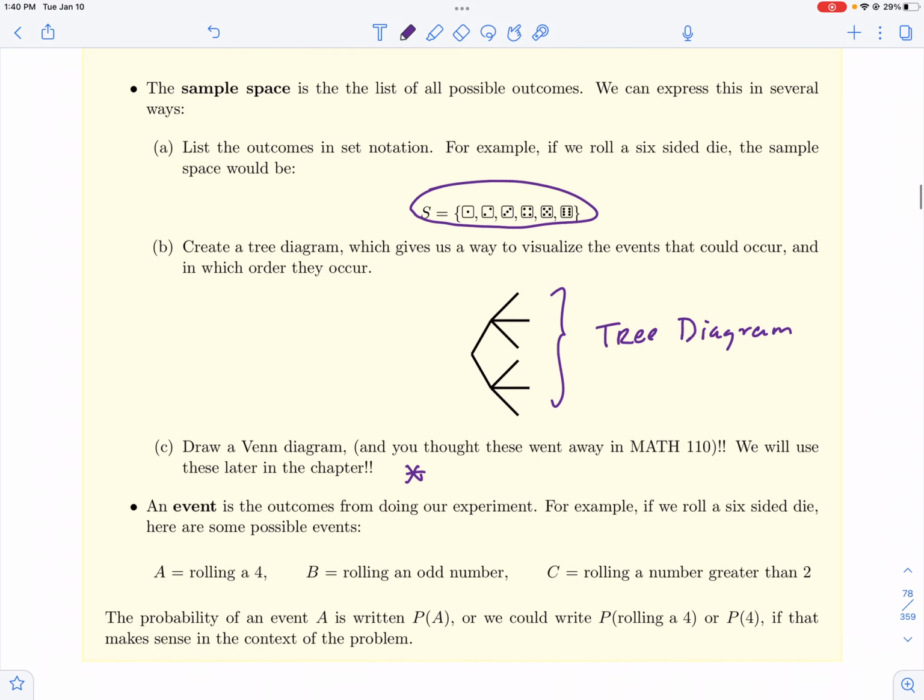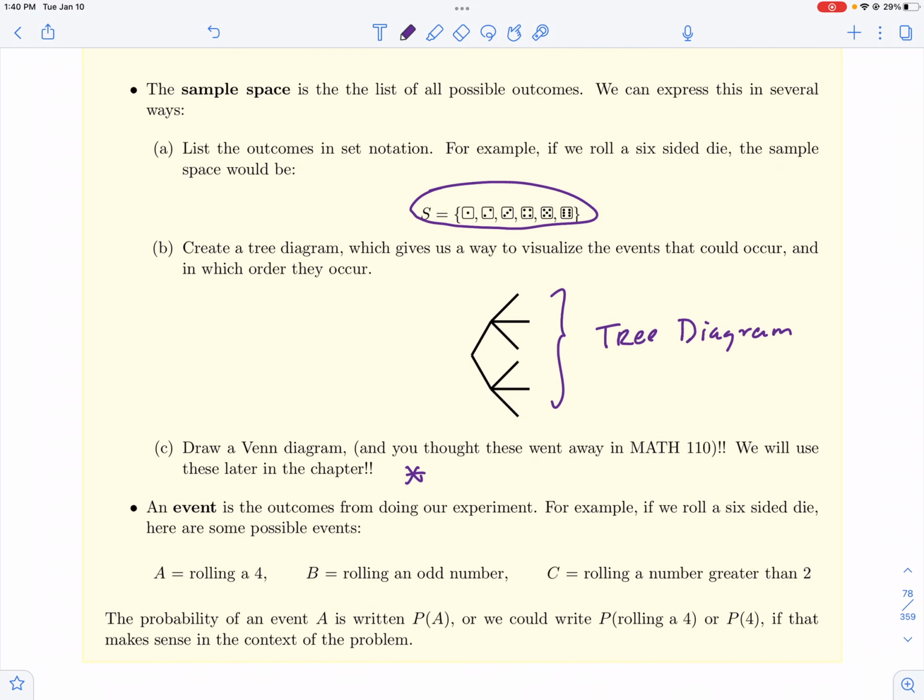All right. Our events are the outcomes from actually doing our experiments. For example, I've listed 3 different events that could occur. We could roll a 4 on a six-sided die, we could roll an odd number on a six-sided die, or we could roll a number greater than 2. So there's a variety of different events that we could have occur.